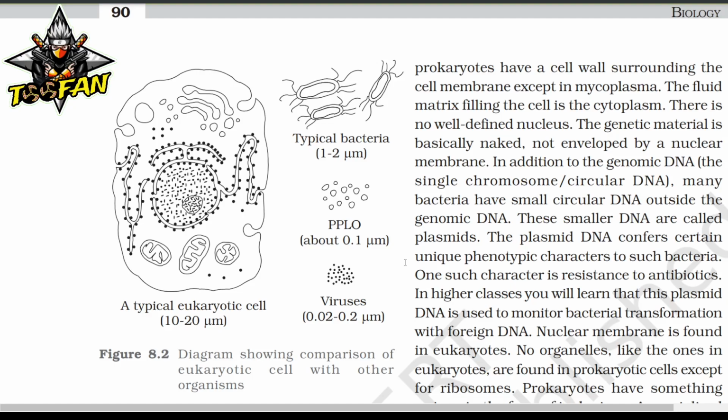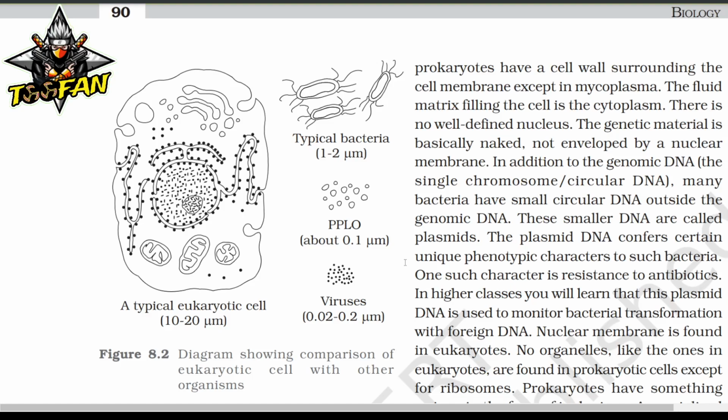The plasmid DNA confers certain unique phenotypic characters to such bacteria. One such character is resistance to antibiotics. In higher classes, you will learn that this plasmid DNA is used to monitor bacterial transformation with foreign DNA.